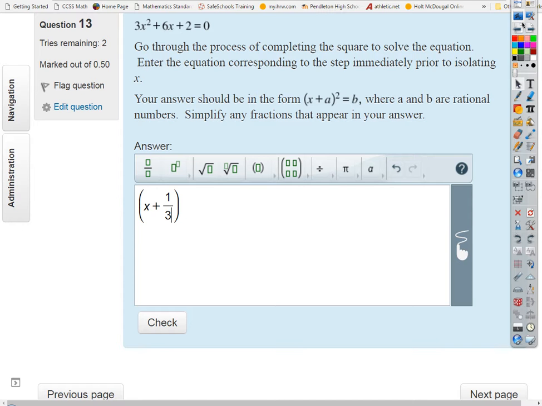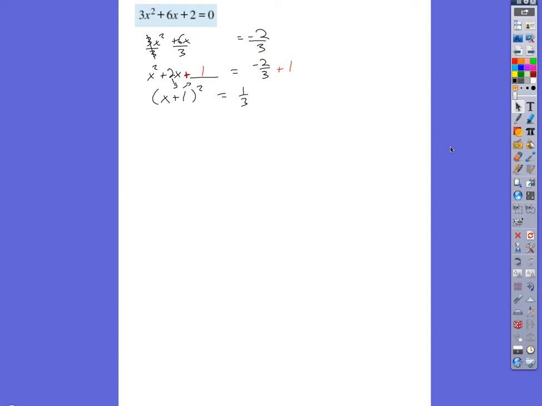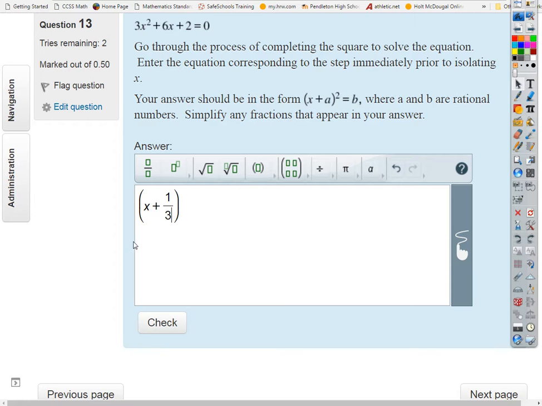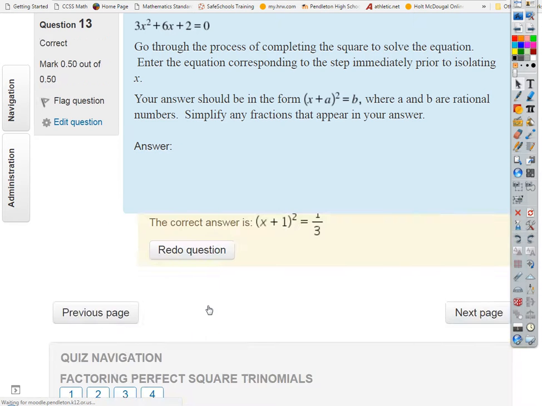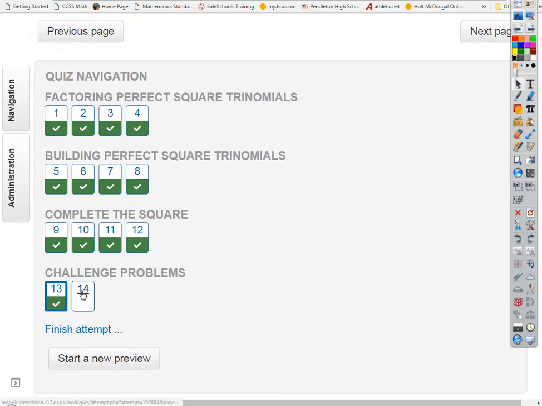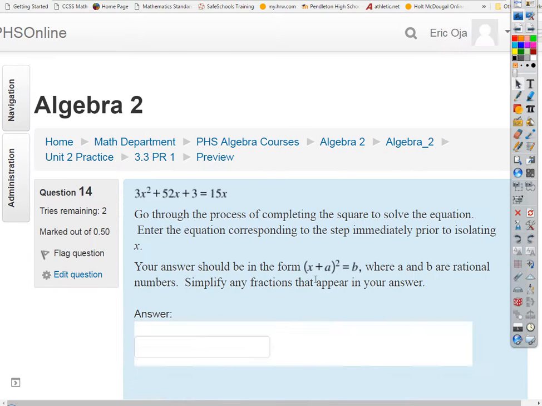What did I have? I forgot already. x plus 1 squared equals 1/3. There we go. Okay, last one.